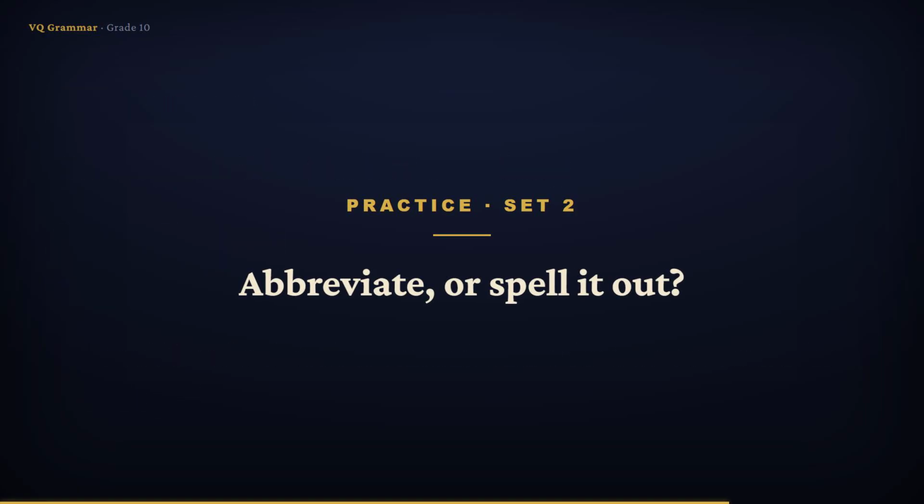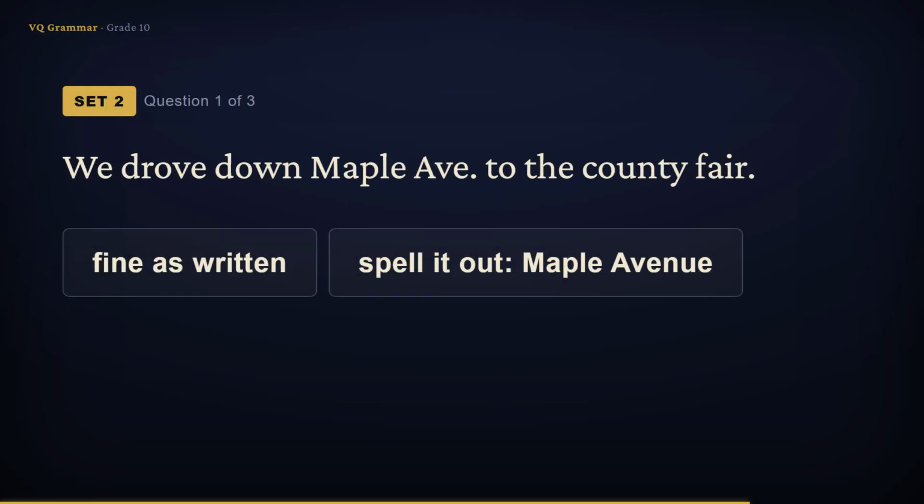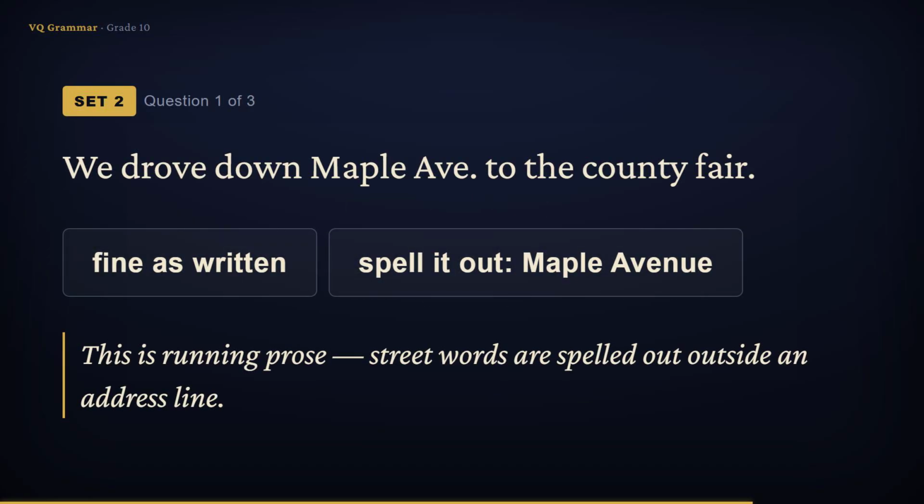Now the judgment calls. For each item, look at where the writing lives, a sentence or an envelope, and decide whether the abbreviation belongs there. Pause and try each one before I answer. We drove down Maple Ave. to the county fair. Is that fine as written, or does it need to change?